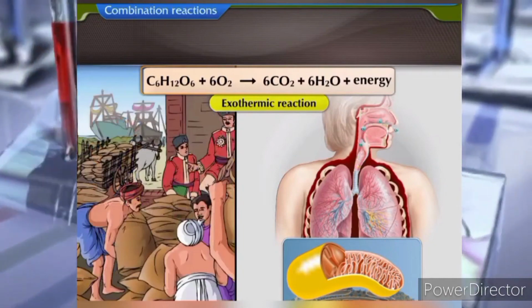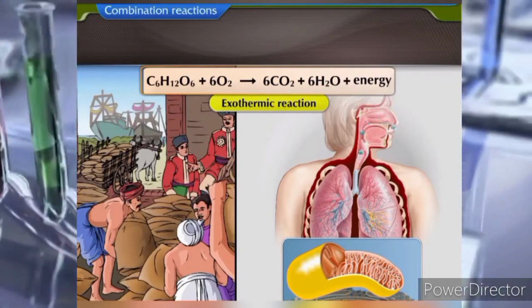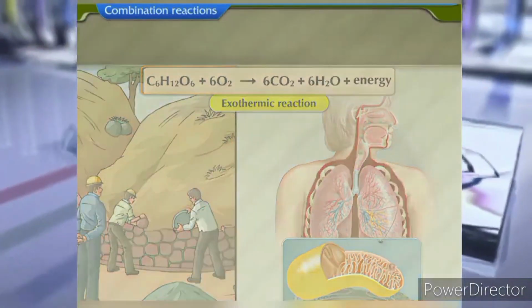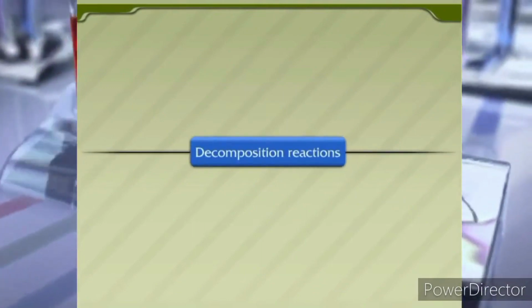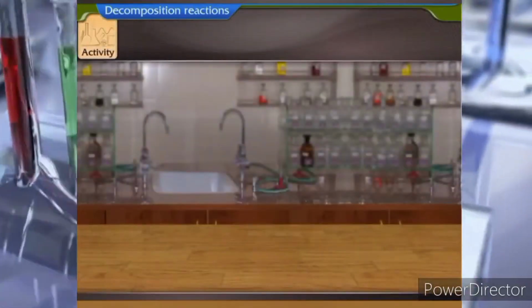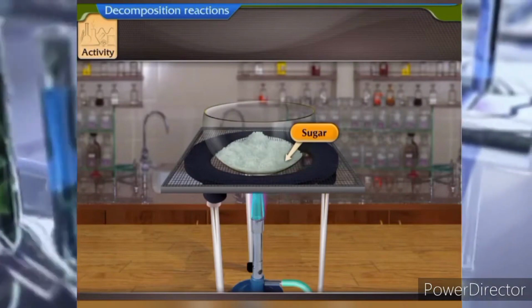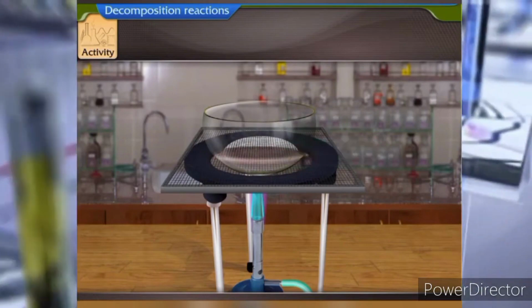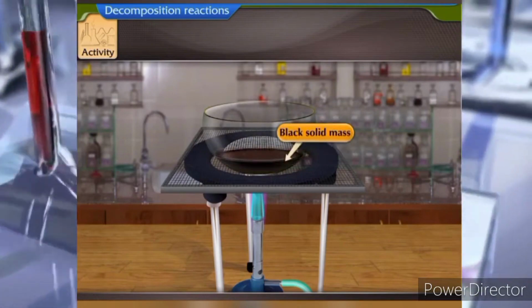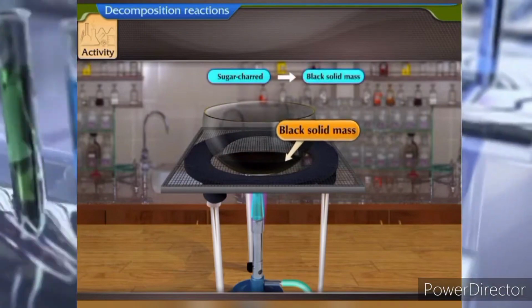Let us perform an activity to understand the next type of reactions, that is, decomposition reactions. Decomposition reactions. Activity: take some sugar in a porcelain dish. Heat it. It turns brown in color. Heat it further. It becomes a black solid mass. Sugar has become charred to give this black solid mass.